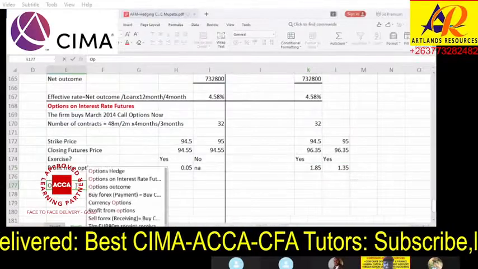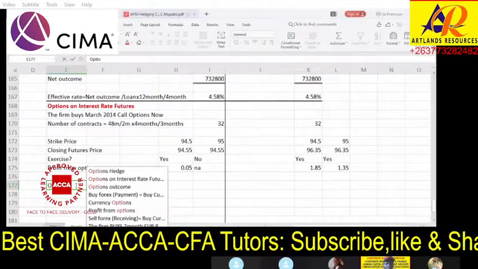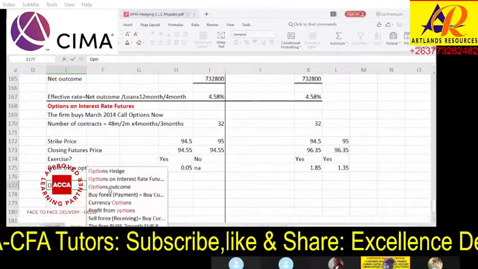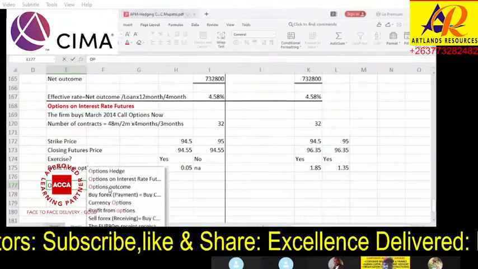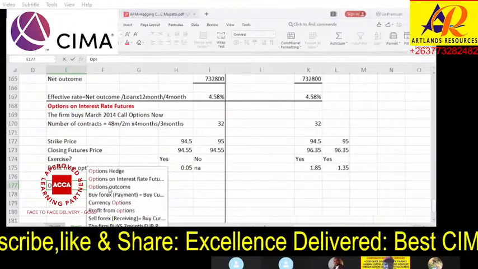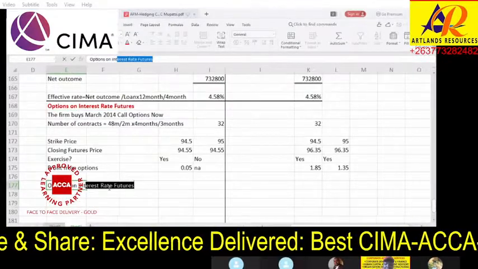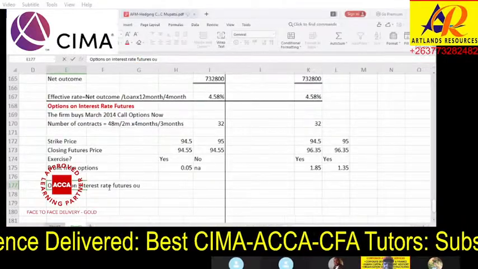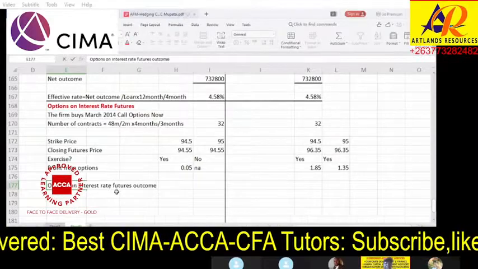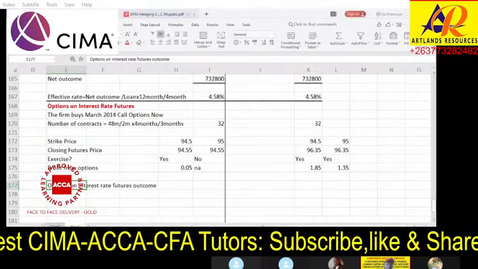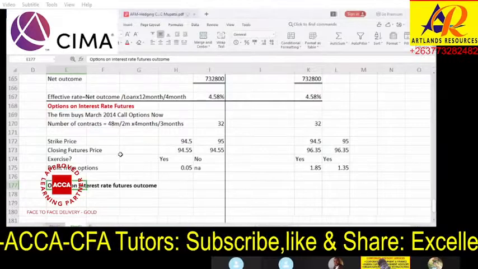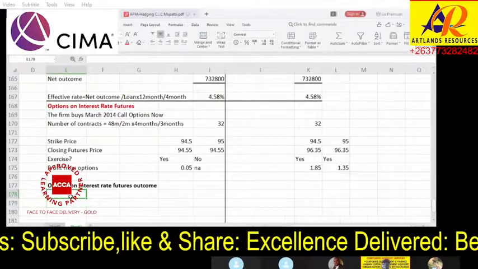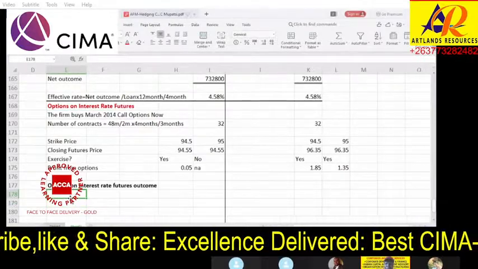Once I have done this, I then say options outcome. This is not actually options outcome. It's options on interest rate futures outcome. Let me see now how the outcome will look. So I have hedged, so I have made this profit. What I can simply do is I just say investment income.